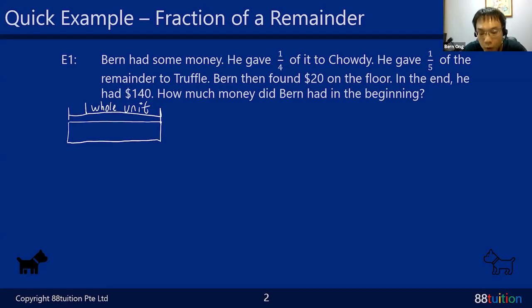I gave 1/4 of it to Chowder, my dog. All right, giving money to dog. A bit weird lah. Yes, Chloe, I just started. All right, so I give 1/4 of it to Chowder. Hi, Ethan. So 1 out of 4 means that the one full unit I need to cut into 4 parts. All right, so I cut like that. Can you see? Okay, so this portion, 1 out of 4 of it, I gave it to Chowder. Then what happened?